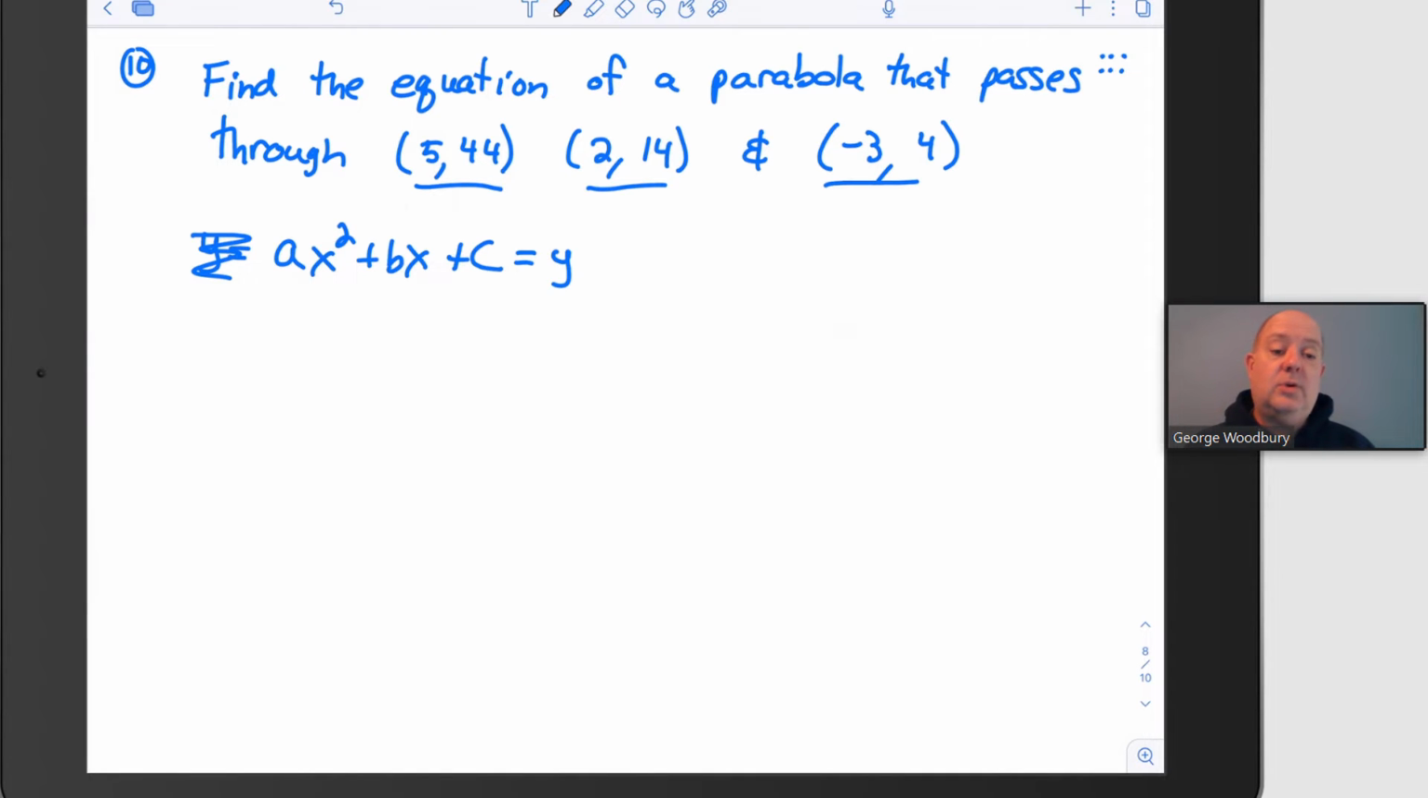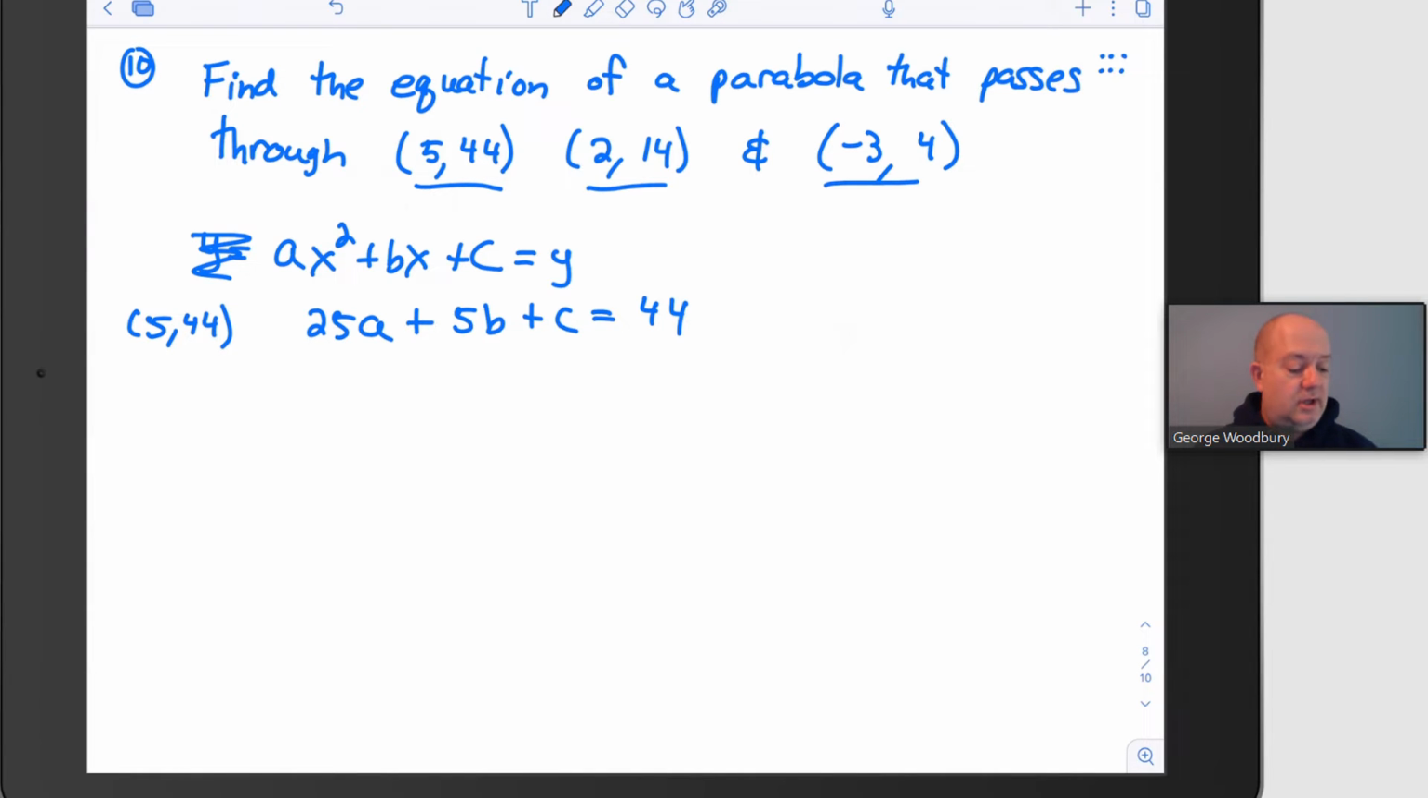And I'm going to be doing a little arithmetic to try to save some space because these problems, as you probably noticed, take some space to solve. So I'm going to try to come up with the equations a little quicker. When I put in 5 for x, so let me write the ordered pair, 5, 44. 5 squared is 25. So this first equation is 25a plus 5x is, b times 5 is 5b plus c equals 44.